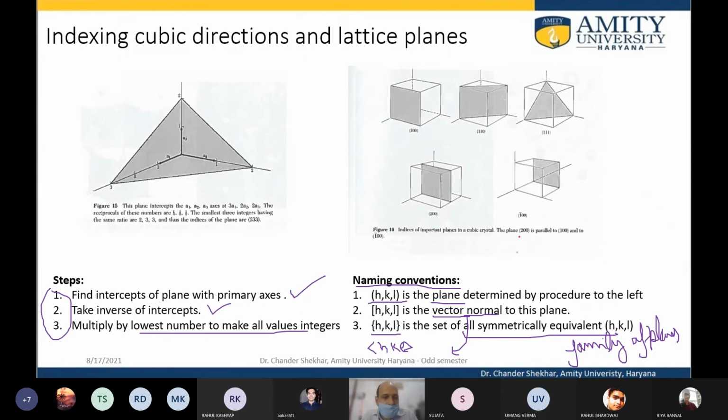So there are, for example, various planes in the case of the crystal lattice.